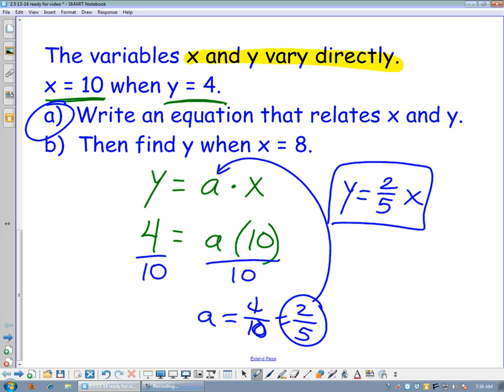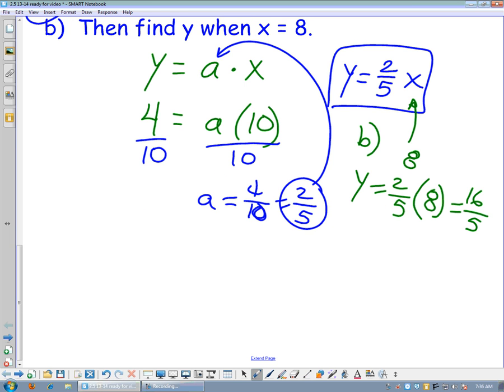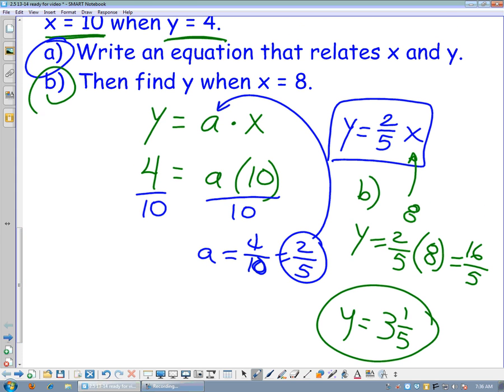And now we're supposed to find y when x equals 8. So for part B, you would just plug in 8 for x right here. So we would have y equals 2/5 times 8. So that's going to be 16/5. And that would be your answer. So y equals 16/5, which is 3 1/5. So that could be your answer for part B.